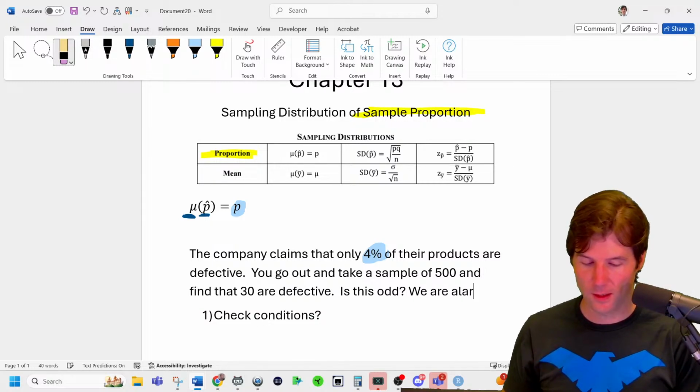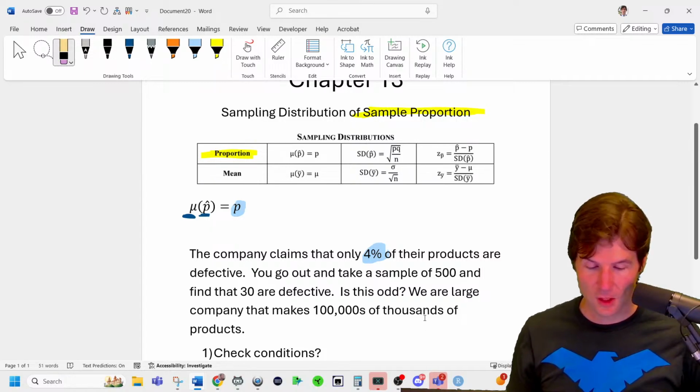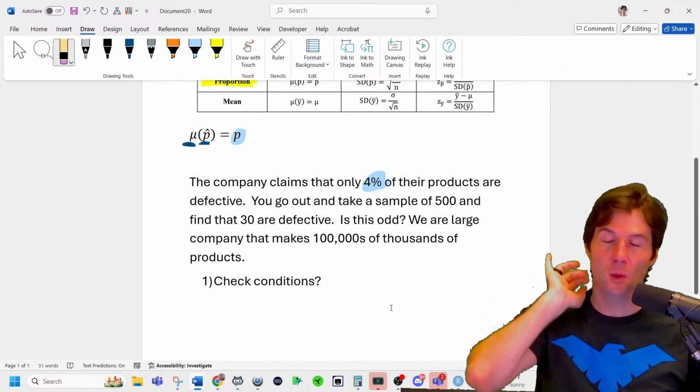We are a large company. Oh. Usually throw my trick. Yeah, this is good. I think this will work.